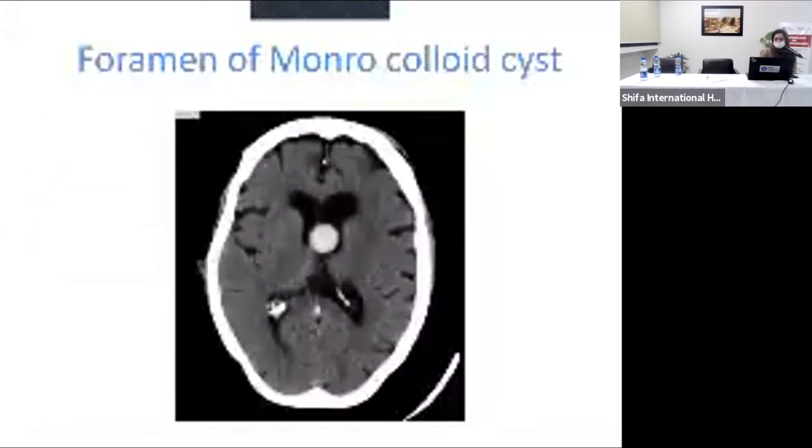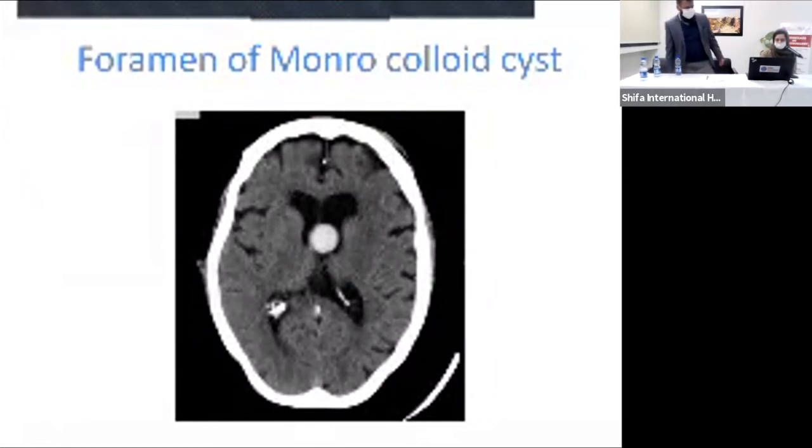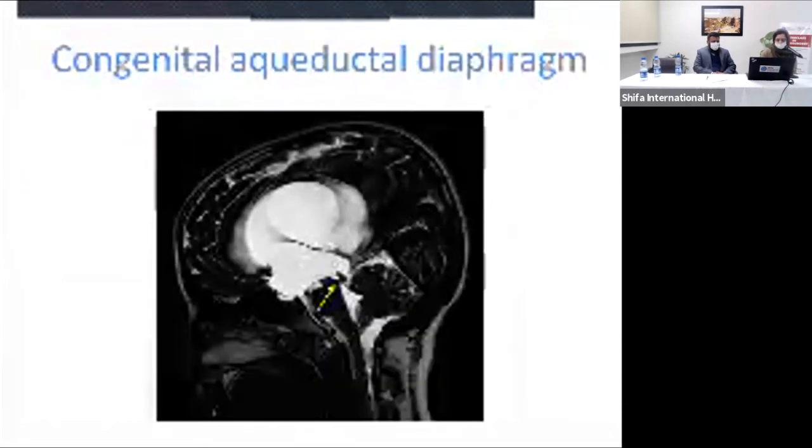This is a CT scan showing a colloid cyst at the level of the foramen of Monro, which is obstructing the flow of CSF from the lateral ventricles into the third ventricle, with increase in ventricular size. This is an MRI showing a stenosis of the aqueduct of Sylvius, and CSF is unable to flow from the third ventricle into the fourth ventricle, with resultant upstream dilation of the lateral and third ventricles.